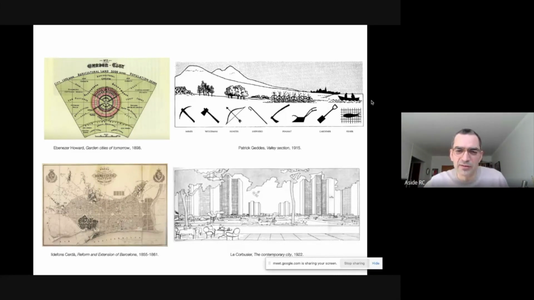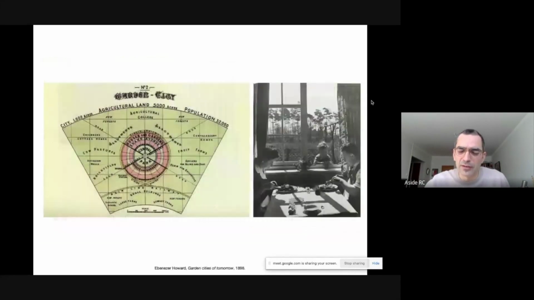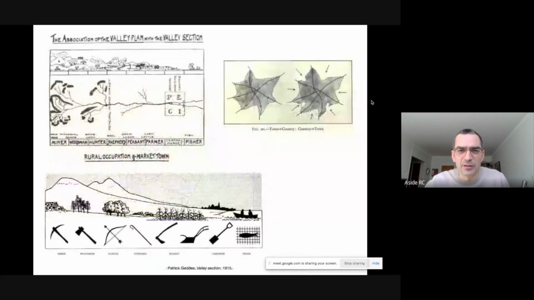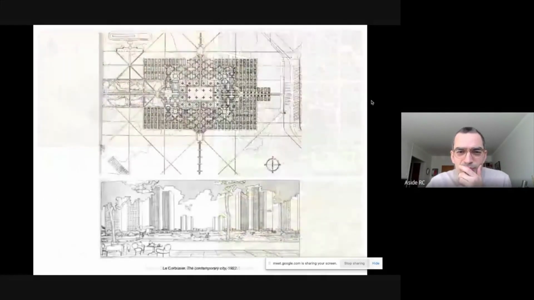Cerda and Le Corbusier's contemporary city. I think I can skip a little bit of this. We don't need to explain much because otherwise, yeah, it's going to take too long.